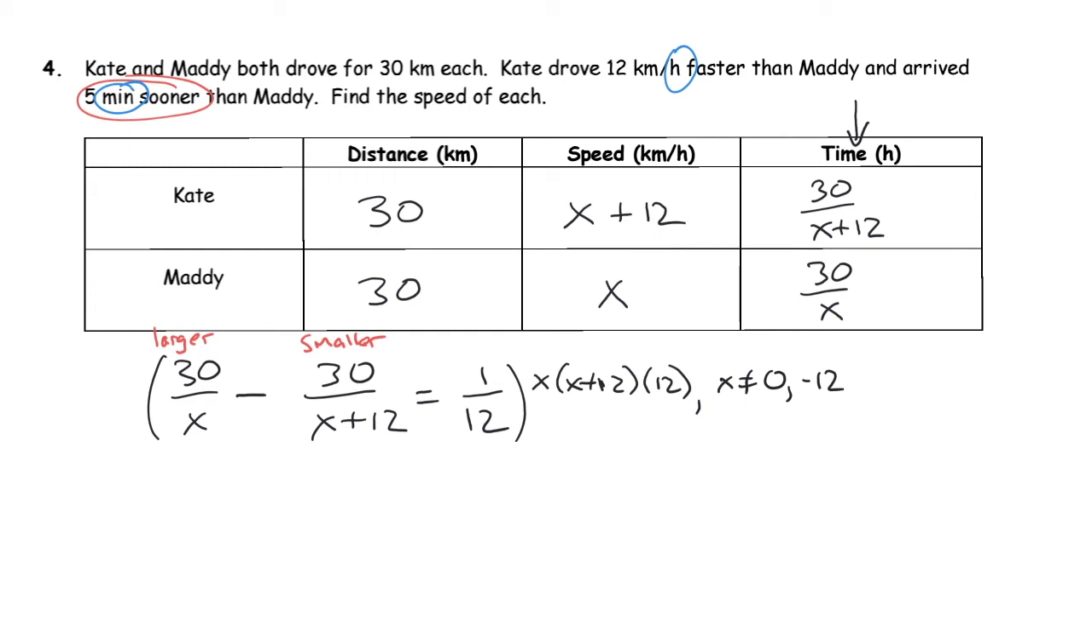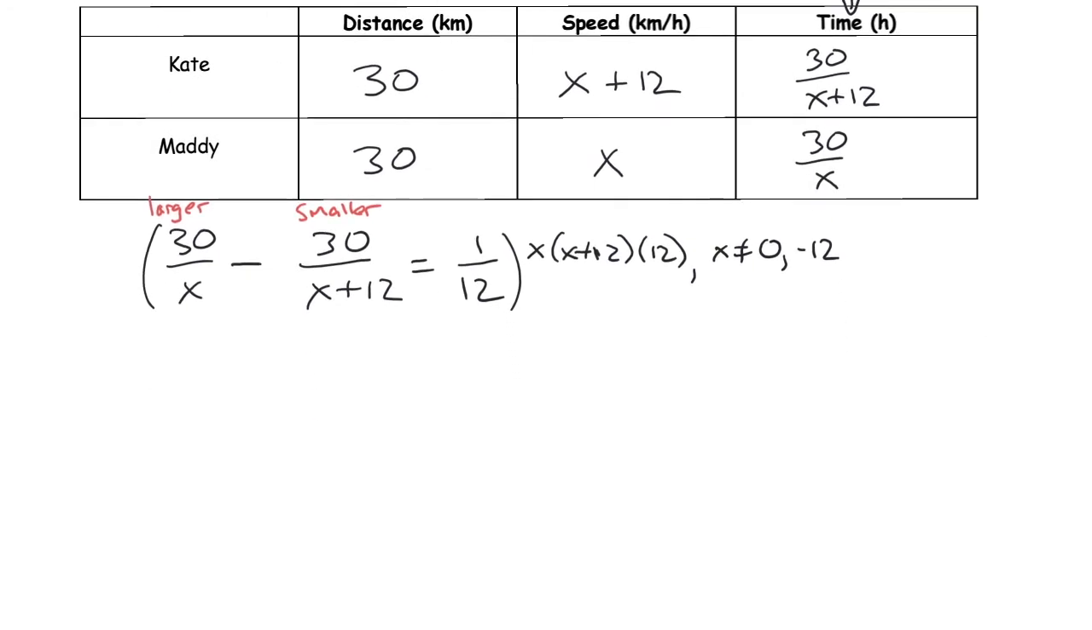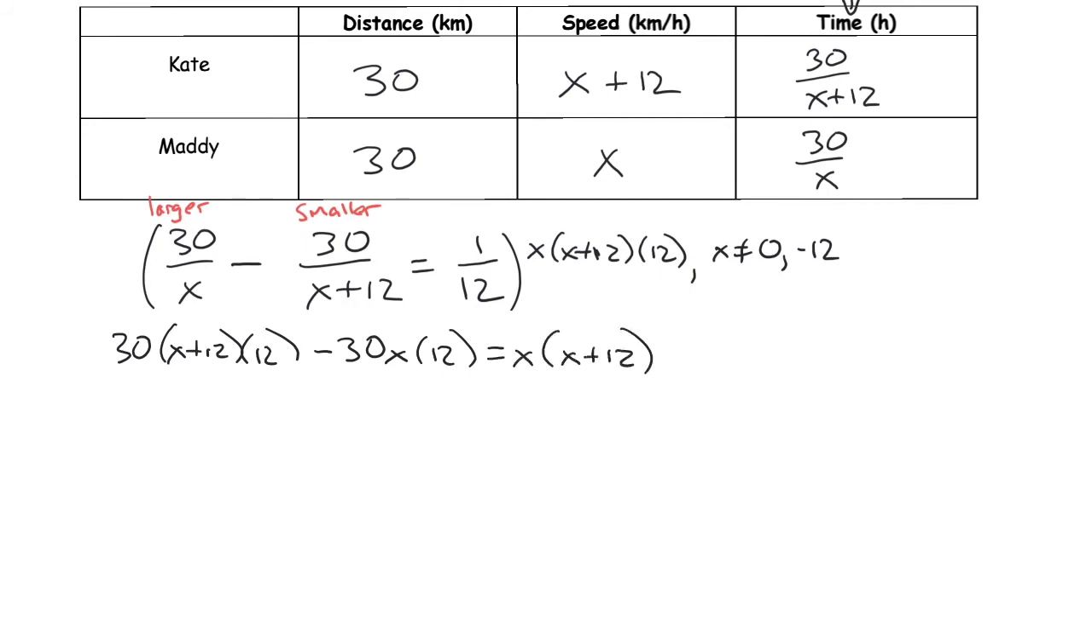When we multiply that through, we're going to move through this a little bit quicker. When I multiply that first term right here by x plus 12 times 12, the x will cancel, so we're left with 30 multiplied by x plus 12 times 12 minus, and then the x plus 12s cancel, so 30 multiplied by x multiplied by 12 is equal to, now over here, the 12 will cancel, so I'm left with x times x plus 12, where x cannot equal 0 or negative 12.